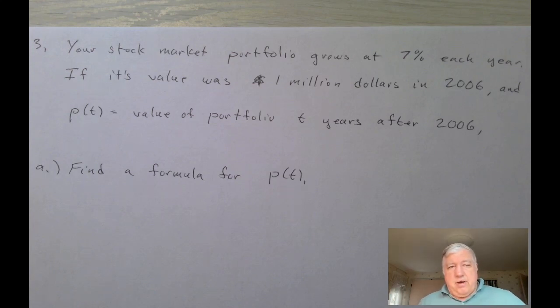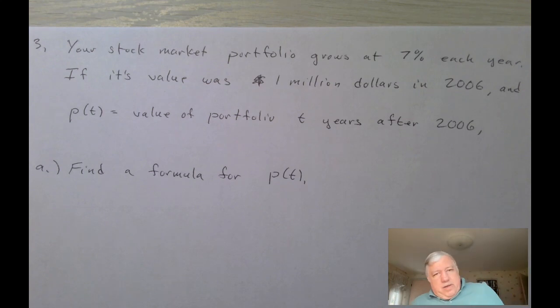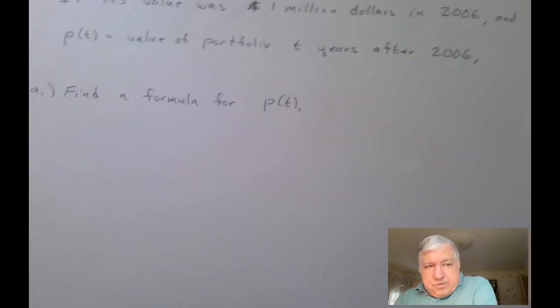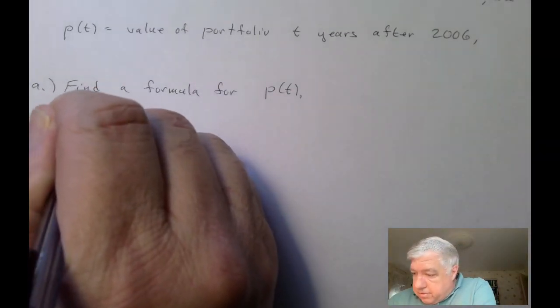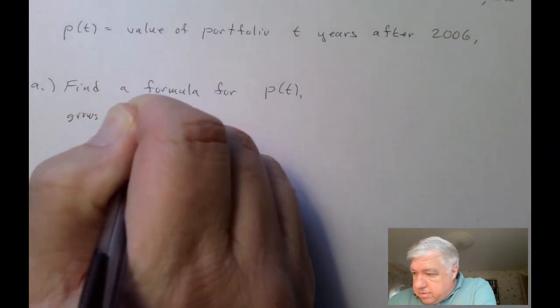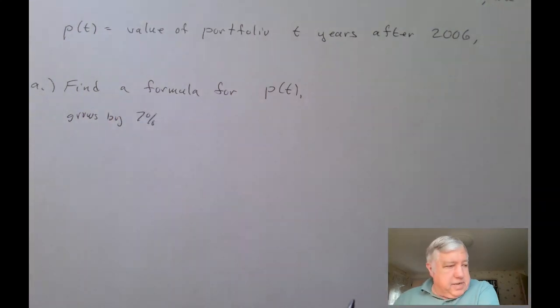That is, if P of T represents the value of the portfolio T years after 2006, that is T years after it was invested, what's the formula for P of T? Okay, so if something grows at 7% a year, that's the same thing as saying that it's multiplied by 1.07.